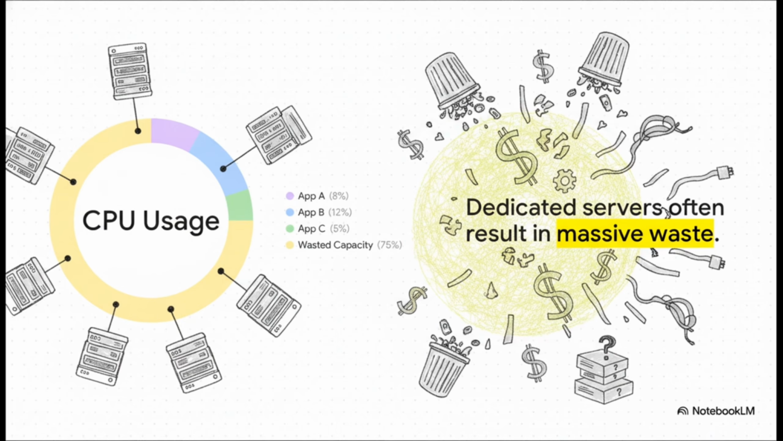So you might think, okay, what if we just give every single application its own dedicated physical server? That gives us isolation, right? Well, yes, but it creates a massive new problem, and that is waste. For example, you might have App A using 8% of the CPU, App B using 12%, and App C using just 5%. That leaves a staggering 75% of your extremely expensive server hardware sitting totally idle. So sure, it solves the dependency conflict, but it creates an absolute financial and maintenance nightmare.